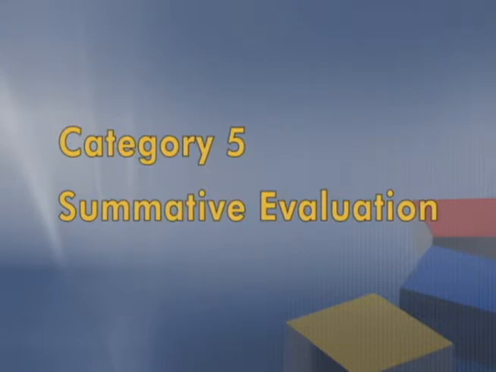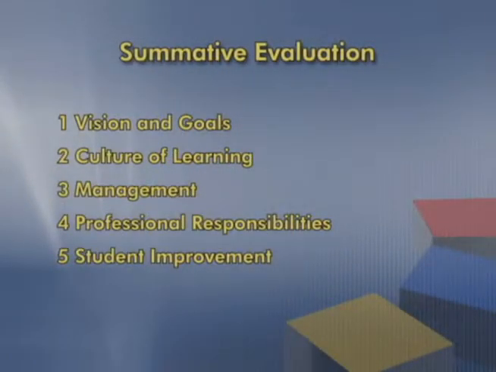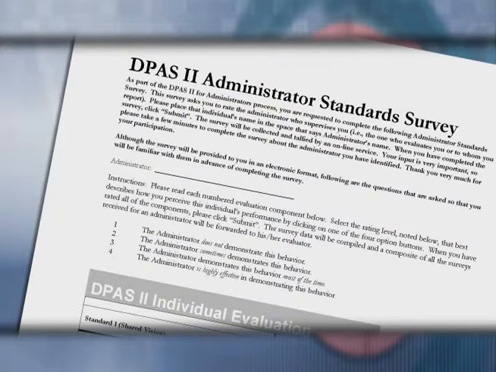The 5th category is the summative evaluation. The summative evaluation covers all 5 components of DPAS II for administrators. It considers all the forms completed by both the administrator and the evaluator over the course of the evaluation cycle. It includes the content of conferences held during the evaluation cycle. And finally, it includes the results of the Administrator Standards Survey form.